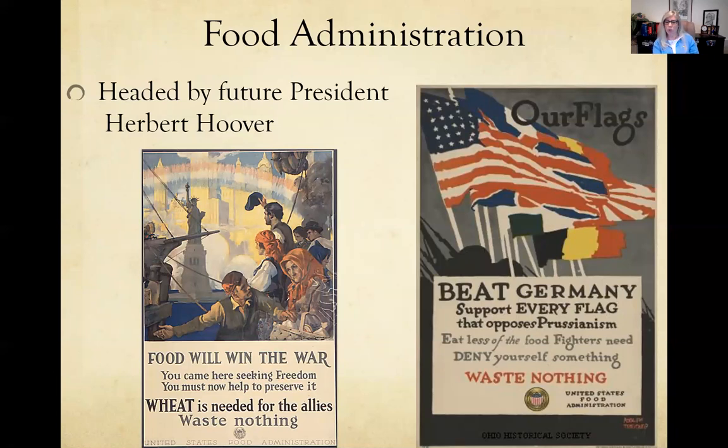Look at these war posters where it's got our flags. Beat Germany, support every flag that opposes Prussianism, eat less of the food fighters need, deny yourself something, waste nothing. And that's compliments of the US Food Administration, just reminding everybody to do their part.